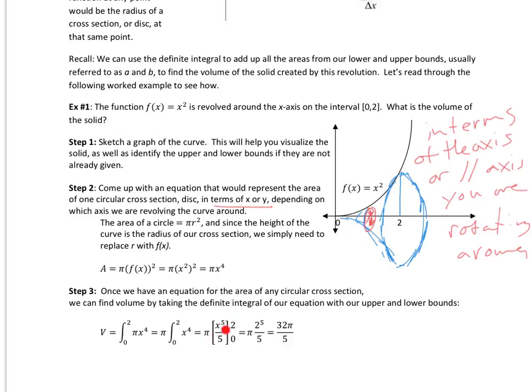The 0 in this situation doesn't matter, right? You would just get 0 over 5. So it's just pi times 2 to the fifth over 5. And that's where we get 32 pi fifths is the volume of this weird solid that we create when we rotate this curve around the x-axis.